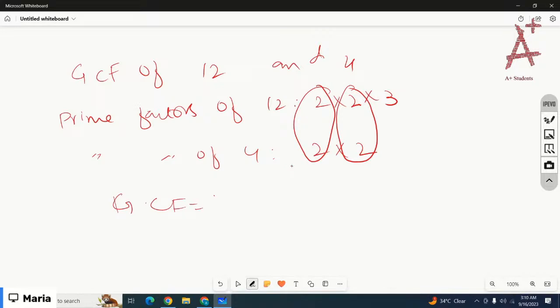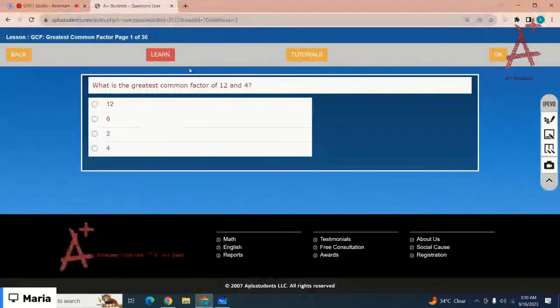GCF is 4. Another easy way, if you are given the options, is that the correct option is the one that can completely divide both the numbers. So 4 is the number that can divide 12 and 4. So the correct option is 4.